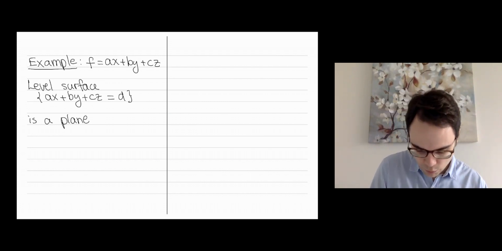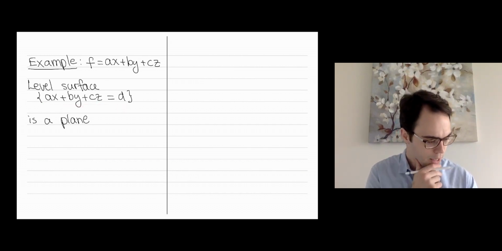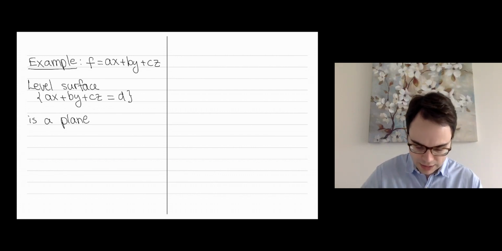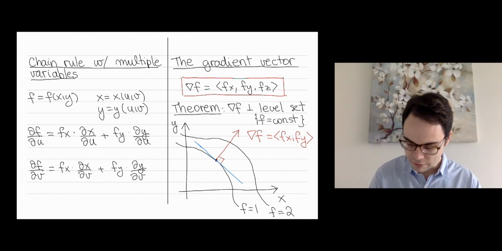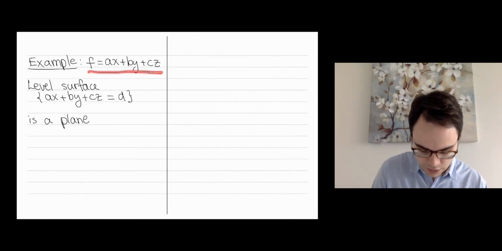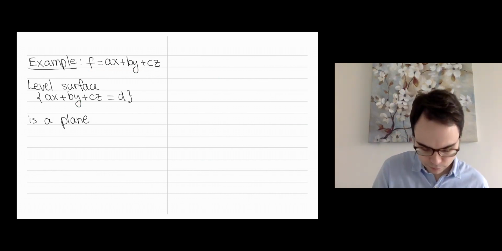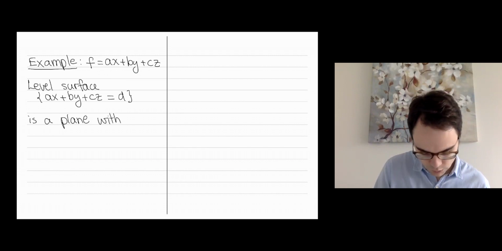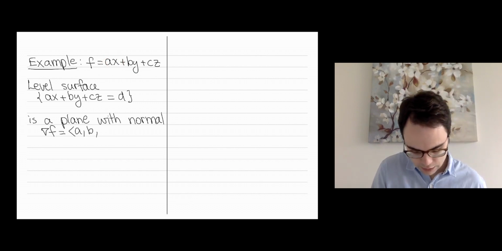And right, this is a familiar sort of equation. This is a plane. And what the theorem is telling me is that the gradient of f, the gradient of this function here, is perpendicular to this plane. So the gradient is a normal to the plane. In this case, the x partial is just a, the y partial is b, and the z partial is c.